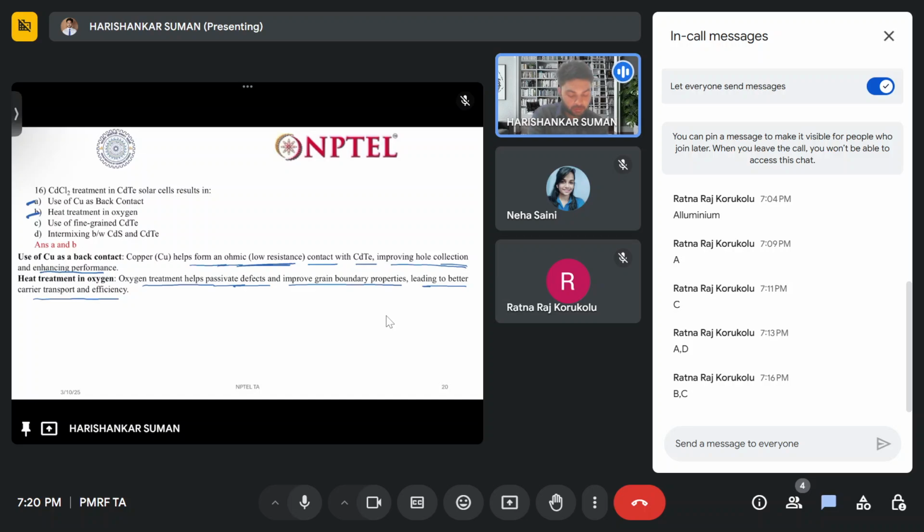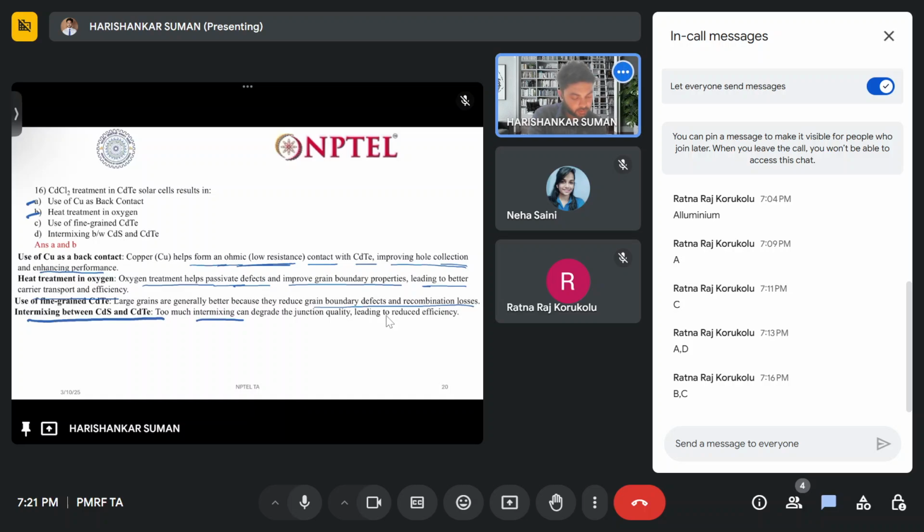Views on fine grain boundary. Larger grains are generally better because of their reduced grain boundary defects and recombination losses. In cadmium telluride, too much intermixing can degrade the junction quality, leading to recombination losses and reduced efficiency. So these are the heat treatment and the correct way.